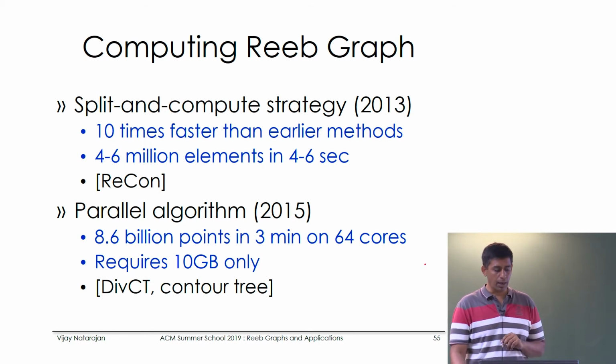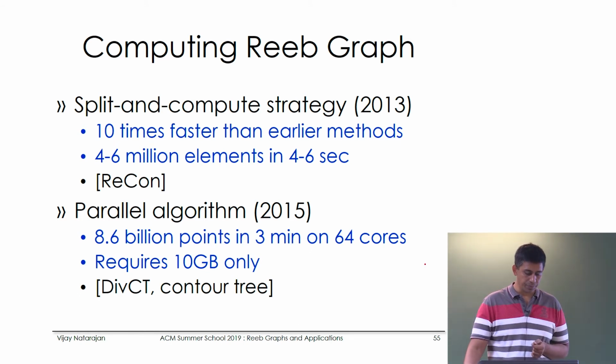With 64 cores, you can process really large data, and the good thing is that the algorithm does not require a lot of memory. The RAM that you have is sufficient: 10 GB is what is used for this particular data set. This is called DivCT. If you want, you can look this up.